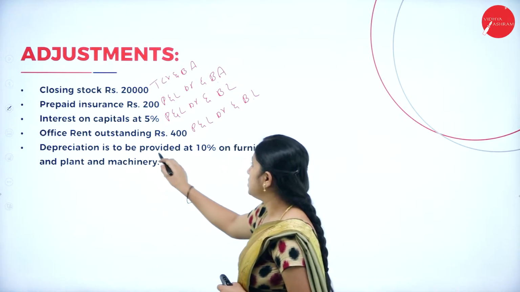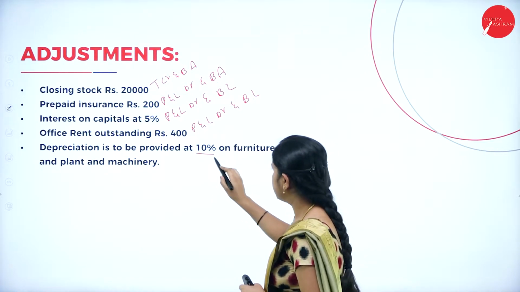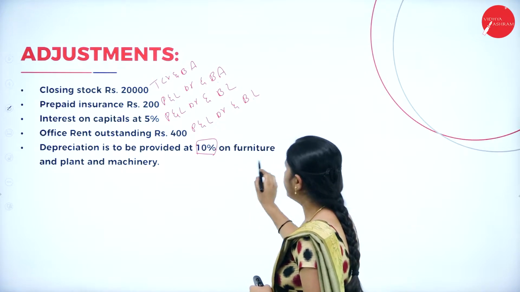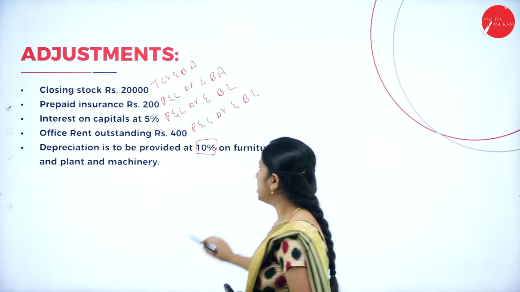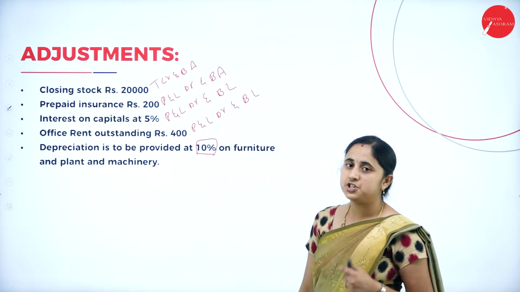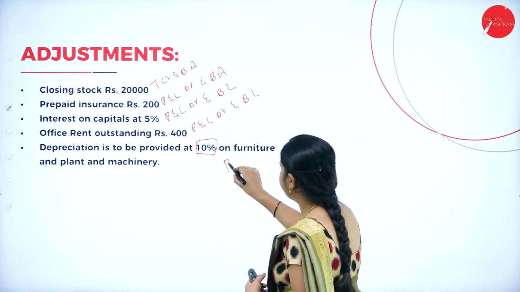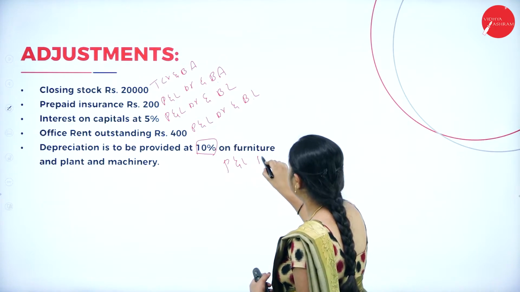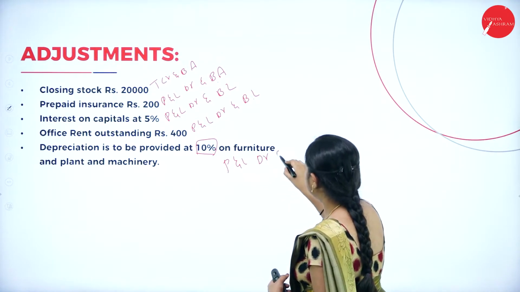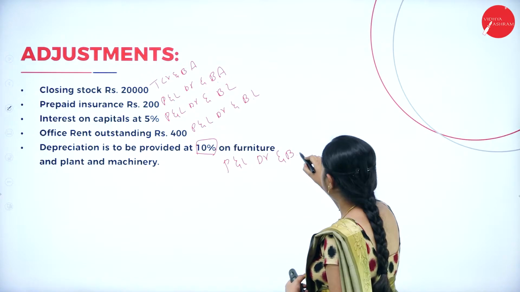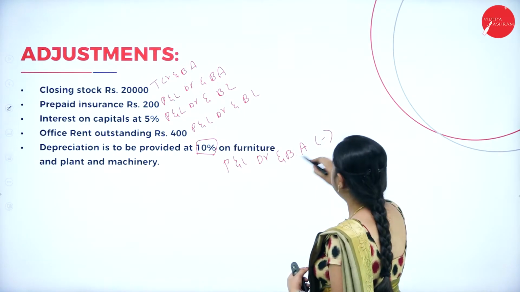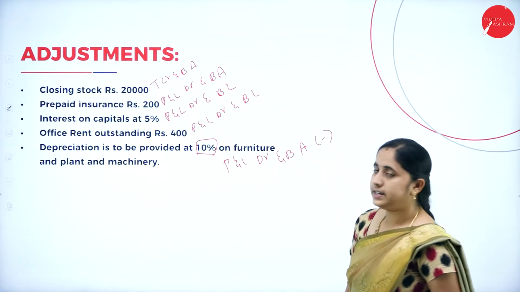Then depreciation is to be provided at 10% on furniture and plant and machinery. Both furniture and plant and machinery you will charge 10% depreciation. Depreciation once you will consider in profit and loss account debit side, and again in balance sheet asset side you will deduct from furniture and plant and machinery.